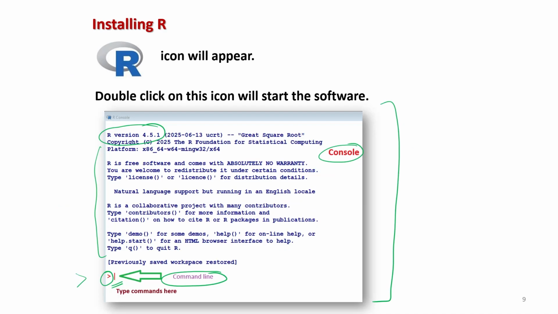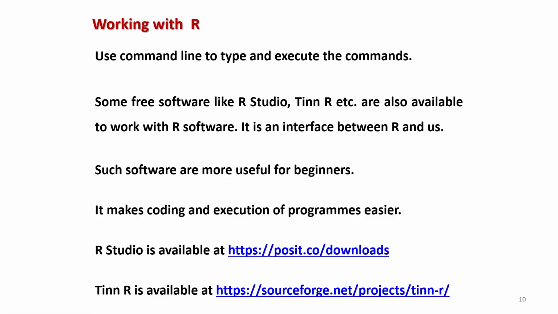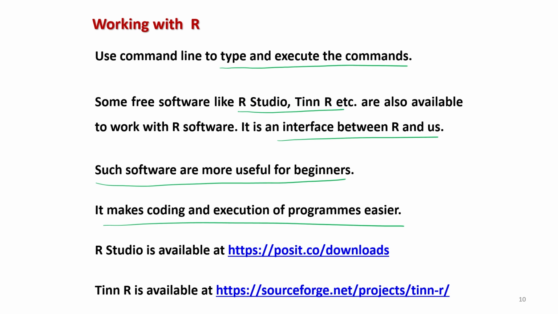So now you are clear that whatever I'm showing you is clearly visible on the software also. When we work in this R console, we type and execute the commands on the command line. There are some external softwares like RStudio, TinR, etc., which help us in programming, and they act as an interface between R and S. Such softwares are more useful for beginners, and they make coding and execution of programs easier. For example, RStudio is available at posit.co.